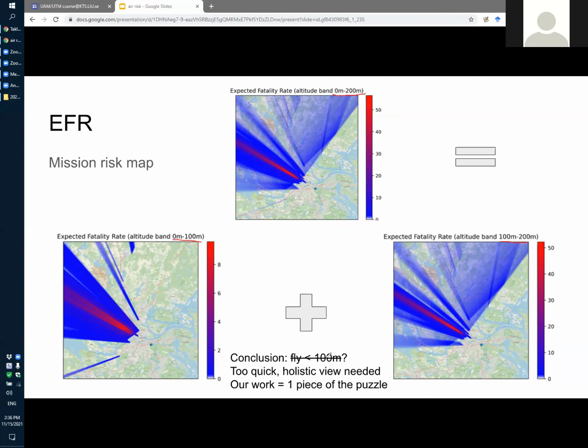And well, one possibility is that you can say you really have to fly lower than 100 meters because there is much more available airspace than between 100 and 200 meters. But that may be too quick a conclusion. You need to do more holistic risk assessment, of course, taking into account the ground risk and many other factors. And there is actually a holistic methodology from Eurocontrol called Medusa for risk assessment, but we don't go into it. I will just mention it again, maybe in the last set of slides.